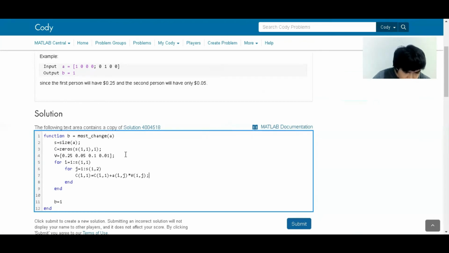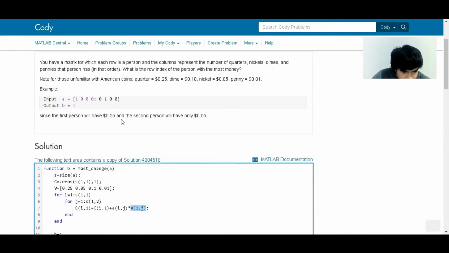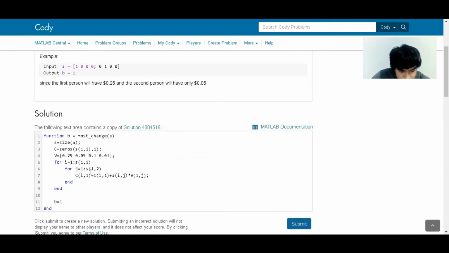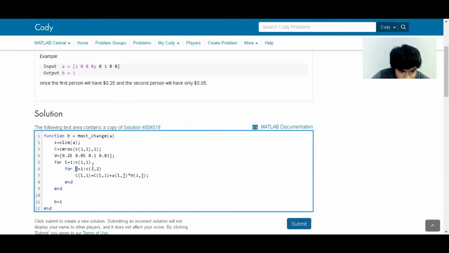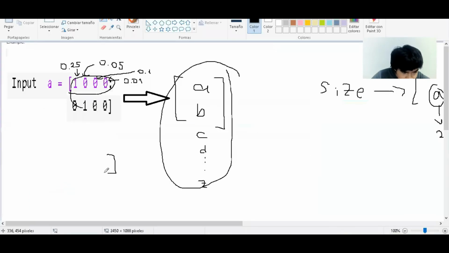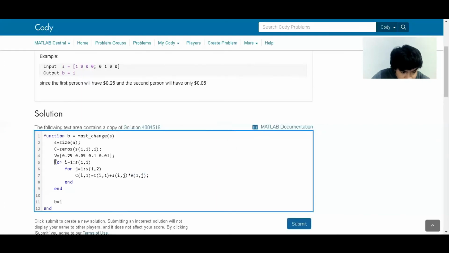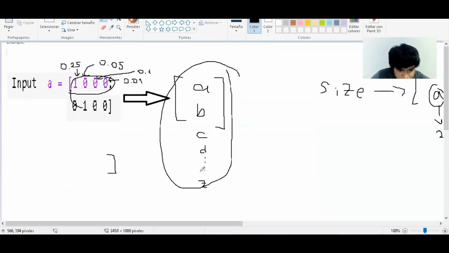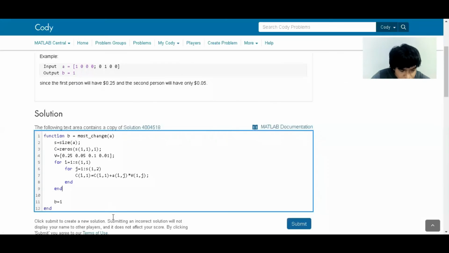B1J. That means that if we are on the first column, J is going to be 1, and this value here is going to be 0.25. If we are, for example, on the third column, J is going to be 3, and this value here is going to be 0.1. And this is going to work for all the rows here, from the first row until the last row.